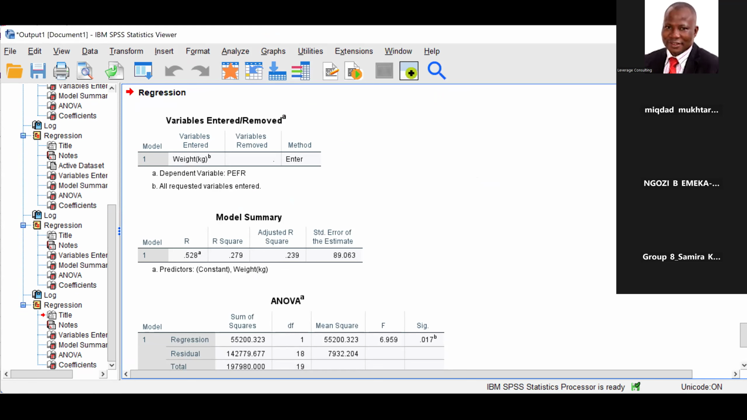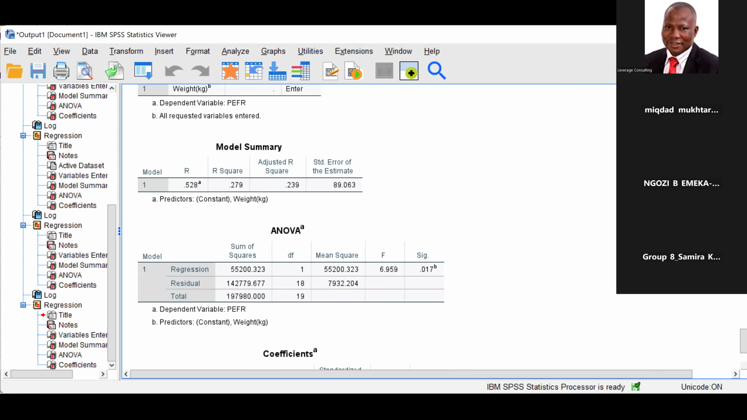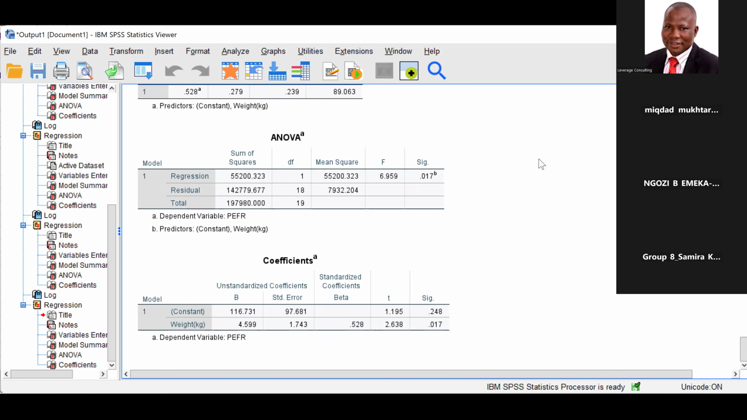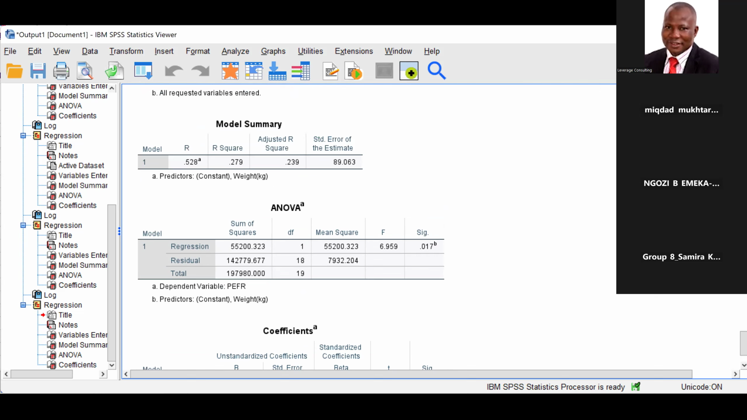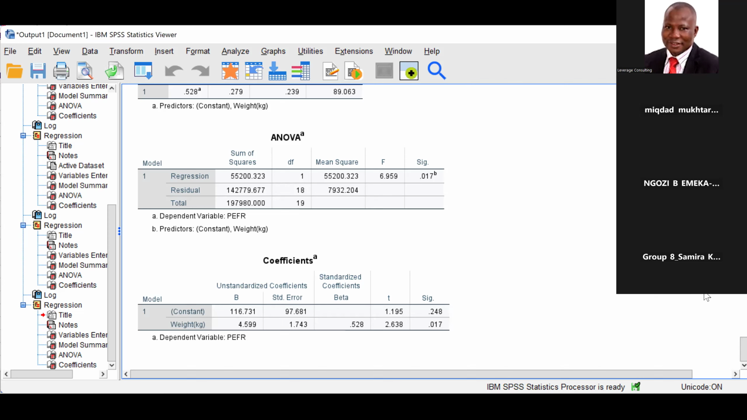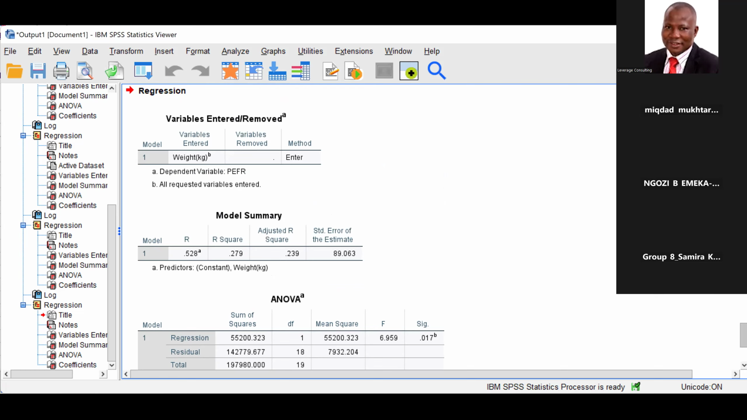Okay, sorry, let me scroll very well. Look at the percentage. 27.9. Can you see now? That is what is telling you about a unit change in weight. The coefficient is not negative here, it's positive. 27.9%. For height it is higher, 62.3.